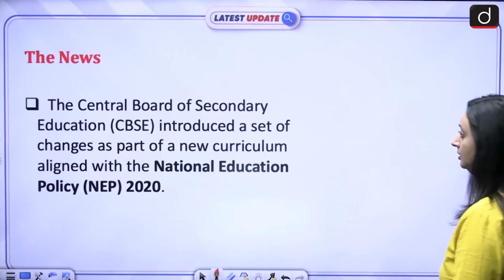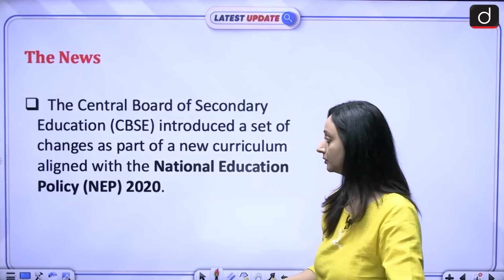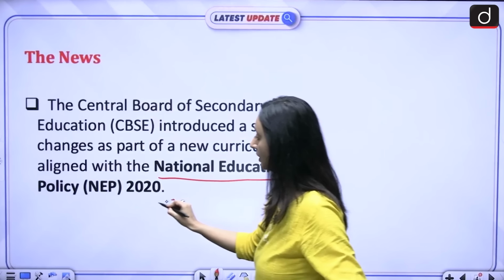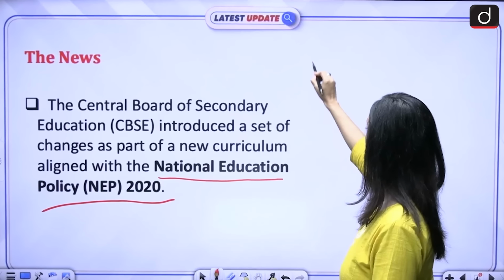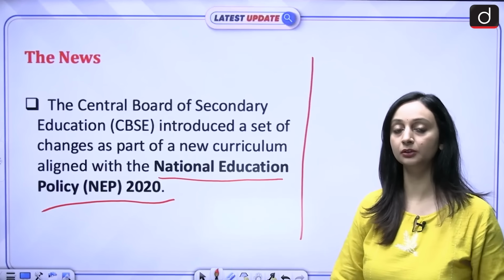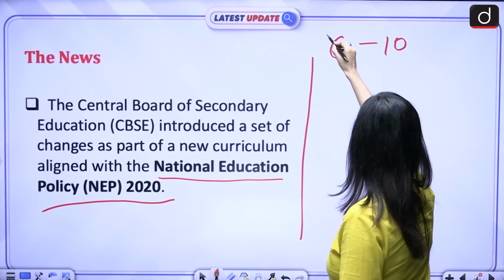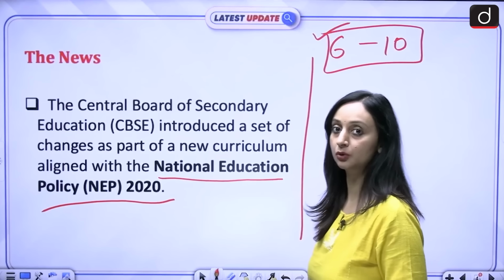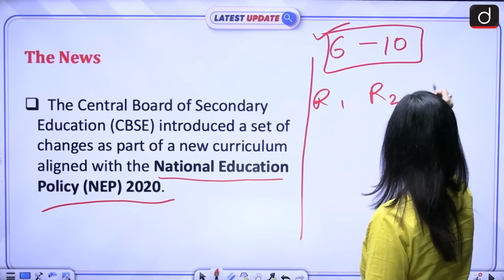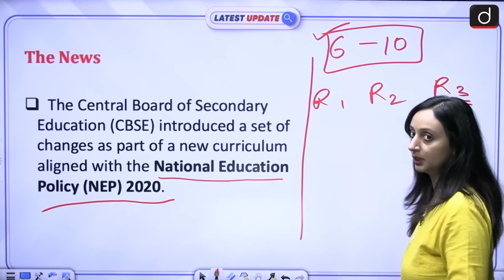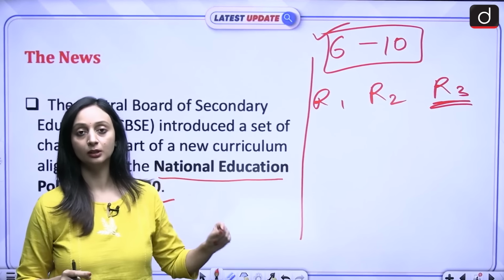Moving on to our discussion. The CBSE has introduced some changes in its curriculum to keep it aligned with the National Education Policy of 2020. So what are those changes? The three-language formula will now be applicable from class 6 to class 10. Class 6 to class 10 students will have to learn 3 languages, R1, R2 and R3, from class 6 all the way till class 10.